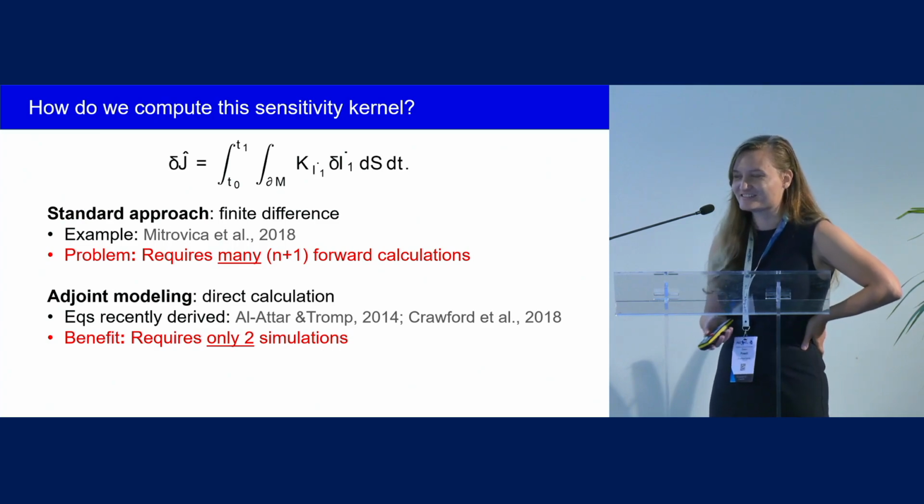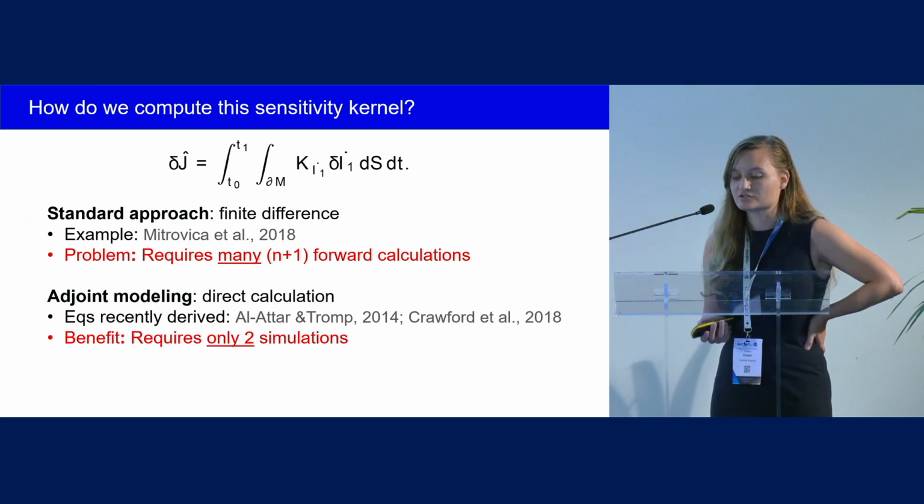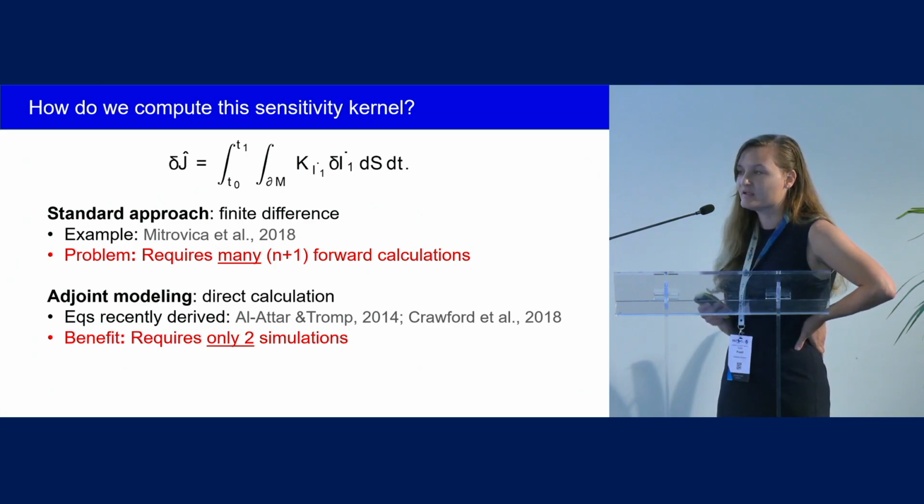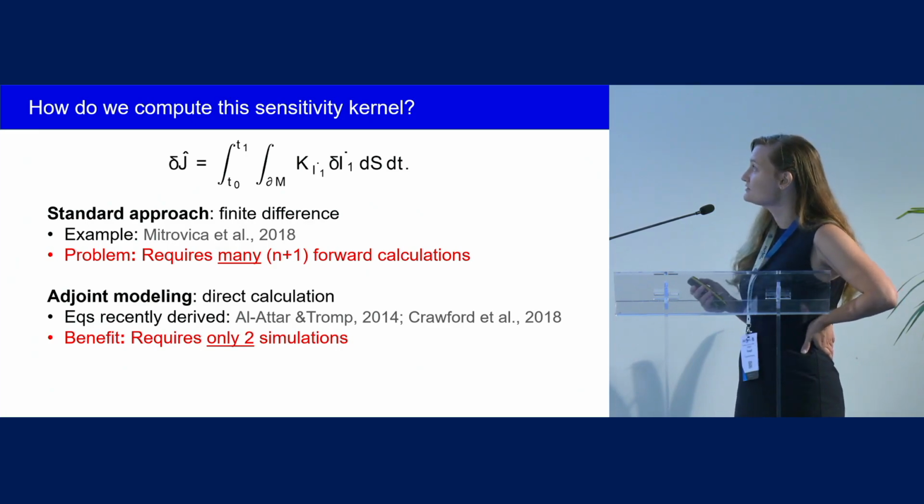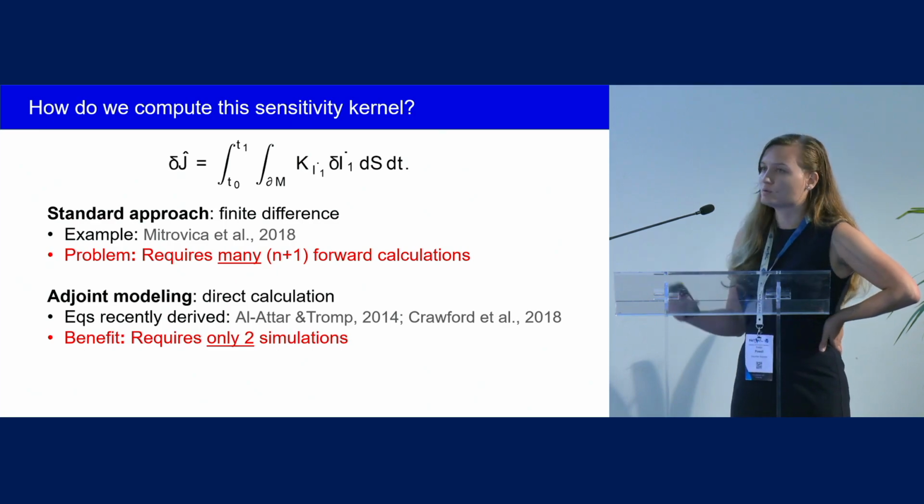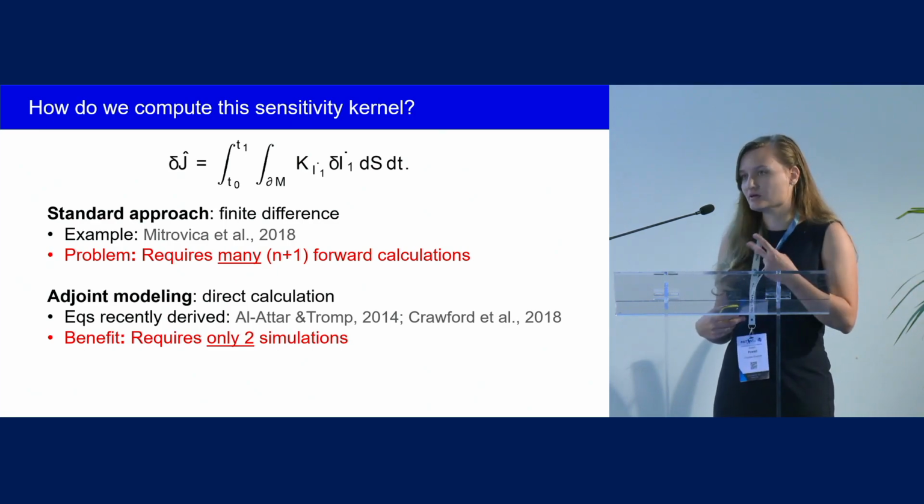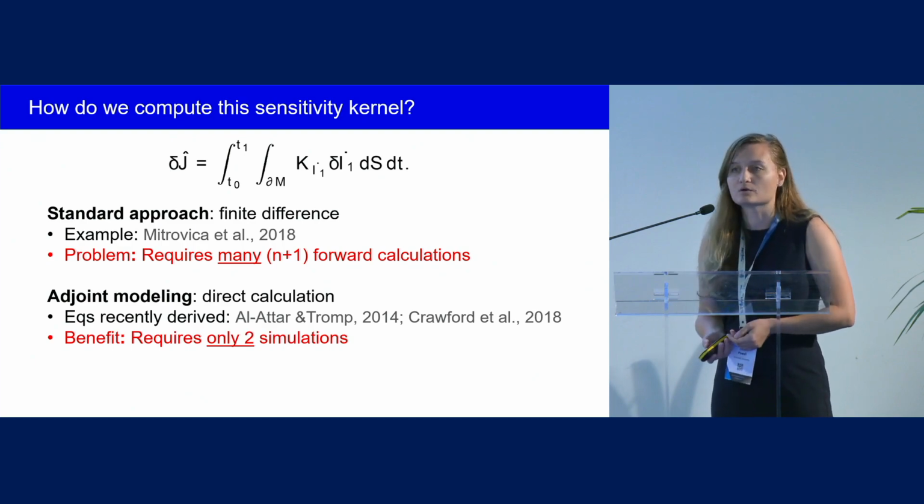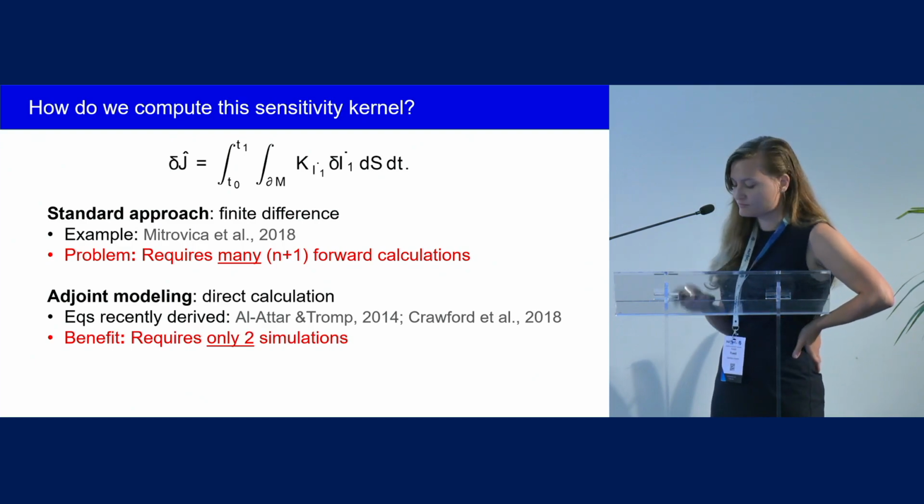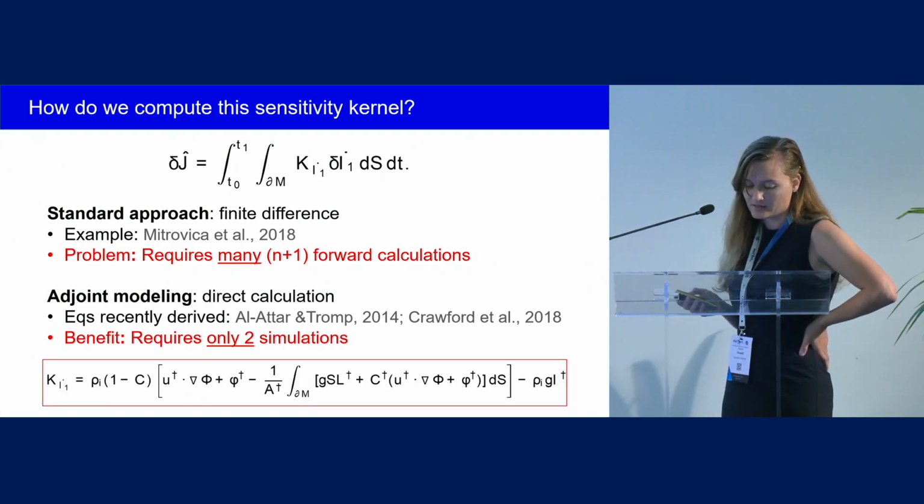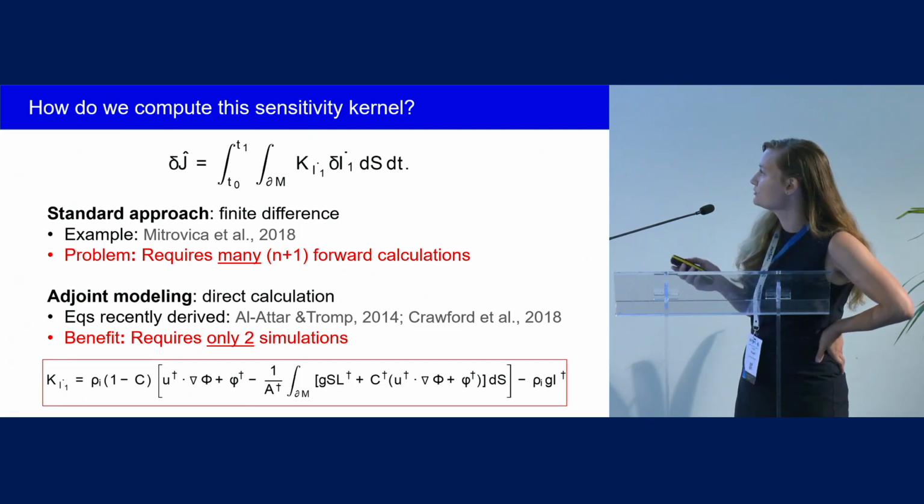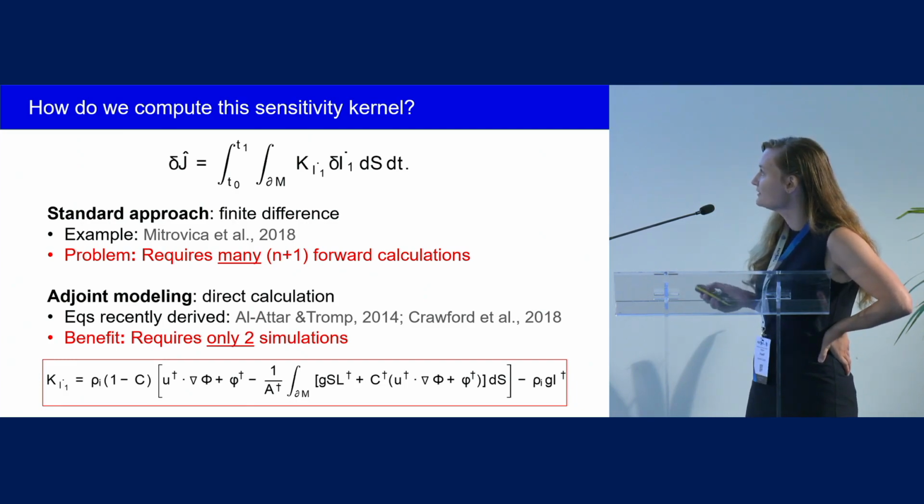Alternatively, we can turn to adjoint-based methods, which allow for direct calculation of these sensitivity kernels. The equations were recently derived, and they only require the computational expense of two forward models, the forward and adjoint calculation. I'll just throw up the math really quick to say, look, we can calculate it directly.